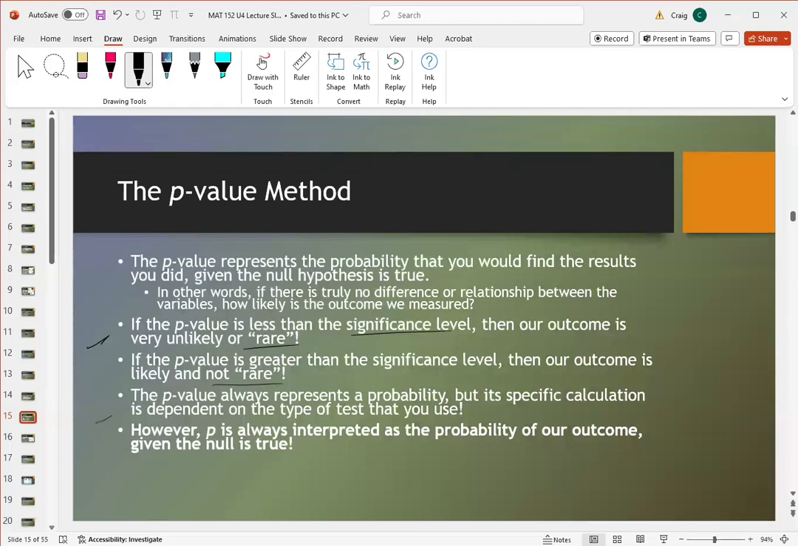The p-value always represents that probability. The probability of finding your results given the null is true, right? Given that there's no difference between anything. Okay. The way we calculate it is slightly different sometimes, okay, but the way you interpret it, the way you understand that probability is always the same. It's always interpreted as the probability of your outcome, given that the null is true. Given that everything is equal, what's the likelihood that we found two samples that were different, right? If that probability is rare, then it would be significant.